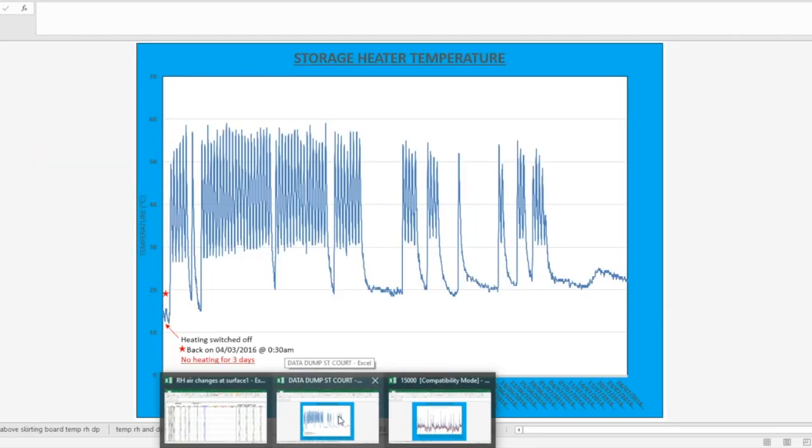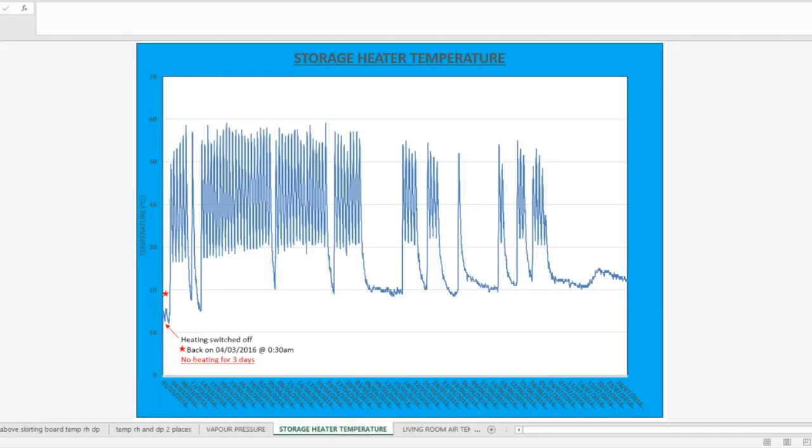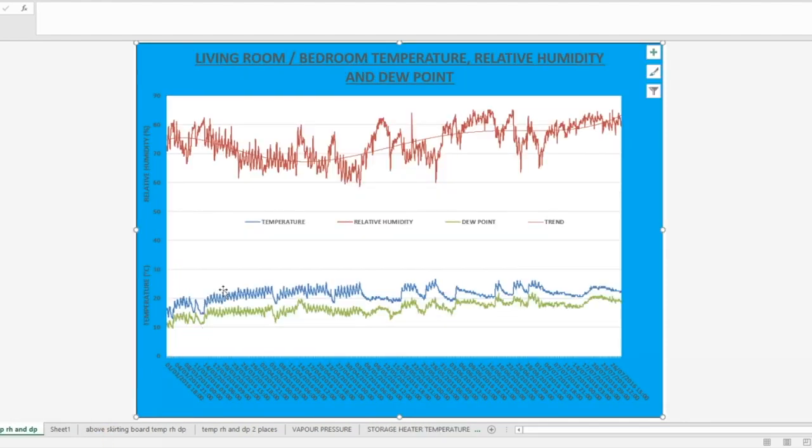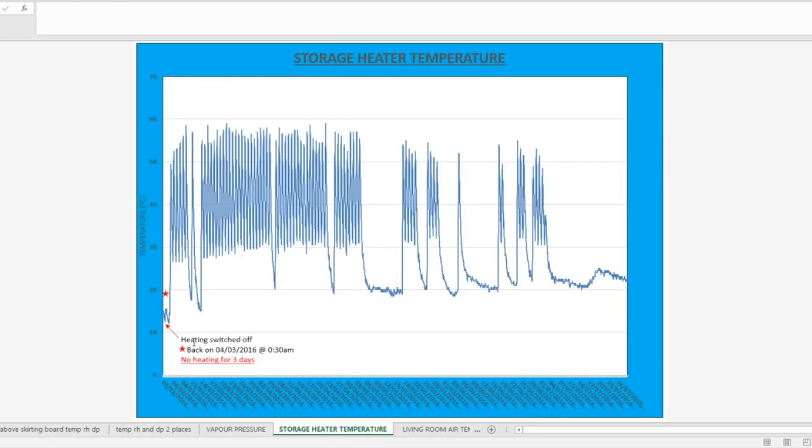So I'm going to give you another example of property here. Again, long-term issue, not been resolved. So you're looking at temperature, RH and dew point again here, but this is another little clever thing you can do. So this is surface temperature has been put onto the storage heater, so we can actually see here that there's no heating has been used for 3 days, but after that it's consistently good, you know, very high. These are the old storage heaters.